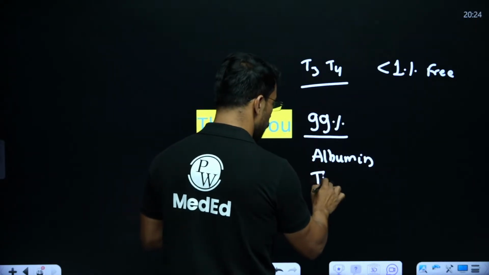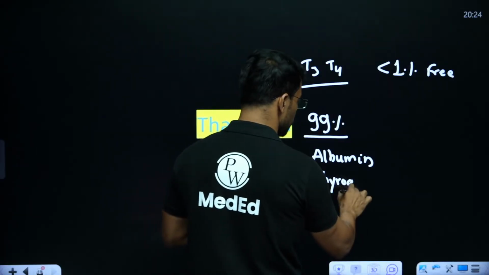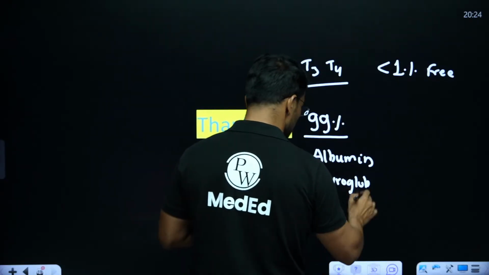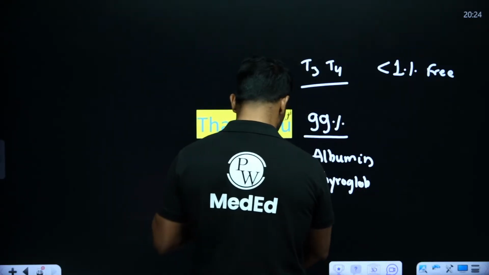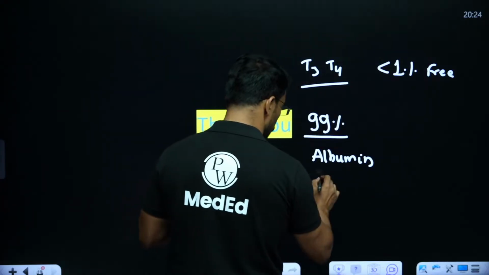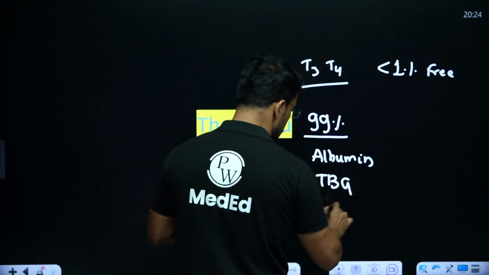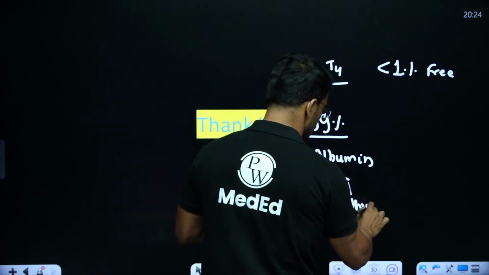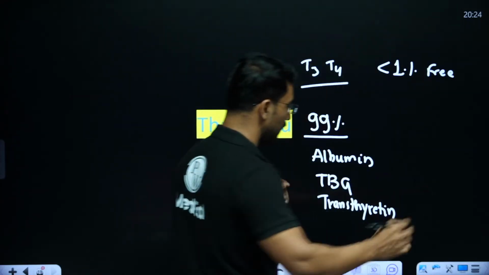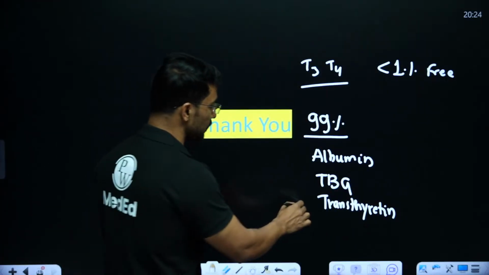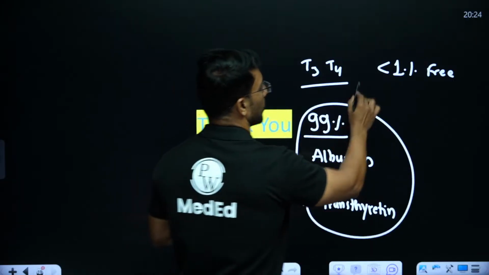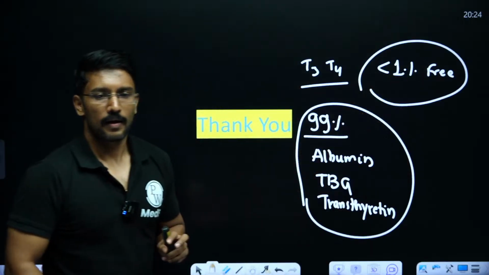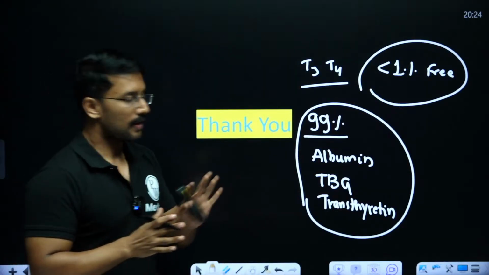It is also bound to thyroid binding globulin, or TBG, and transthyretin. So these are thyroid binding proteins. So 99% is bound, 1% is free. But what is biologically active? It is the free form.